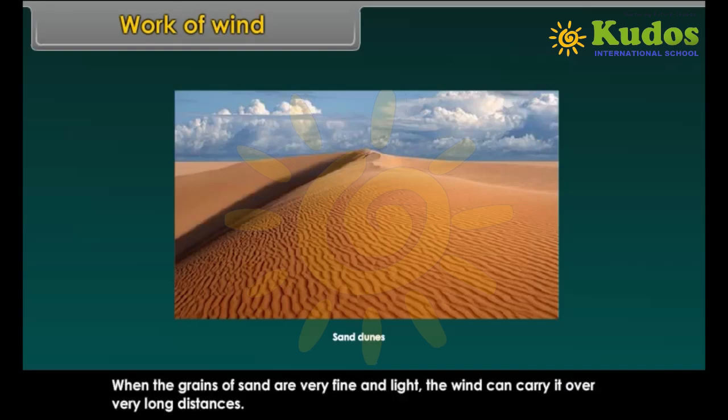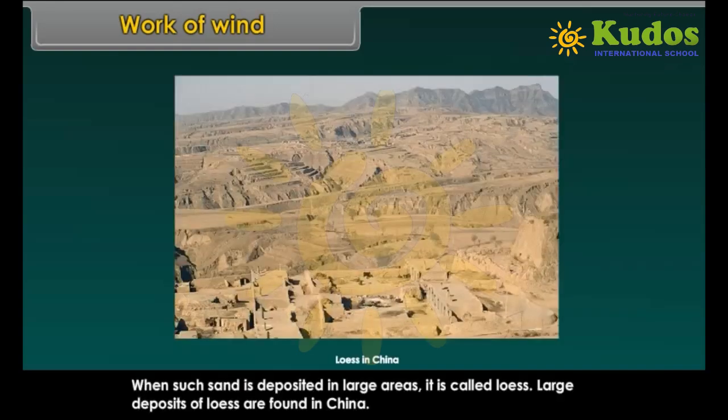When the grains of sand are very fine and light, the wind can carry it over very long distances. When such sand is deposited in large areas, it is called loess. Large deposits of loess are found in China.